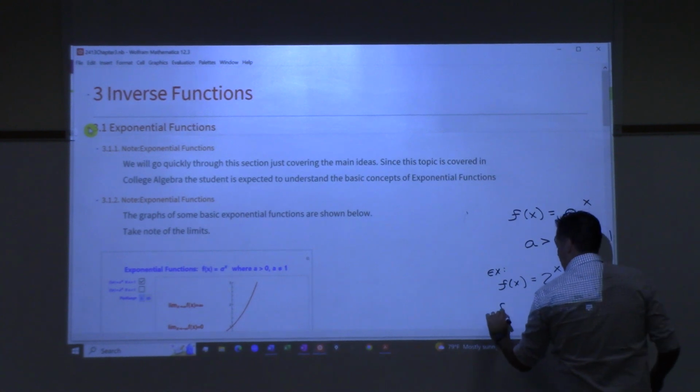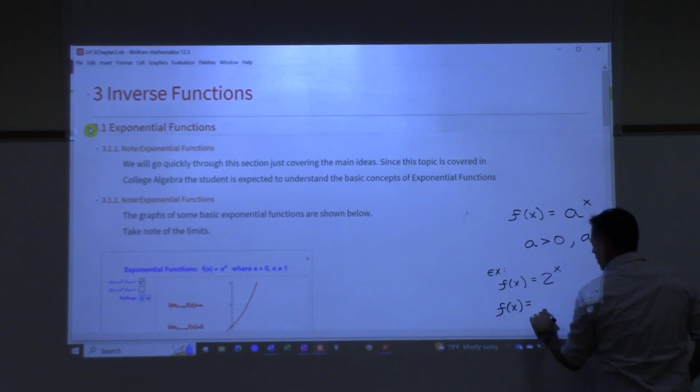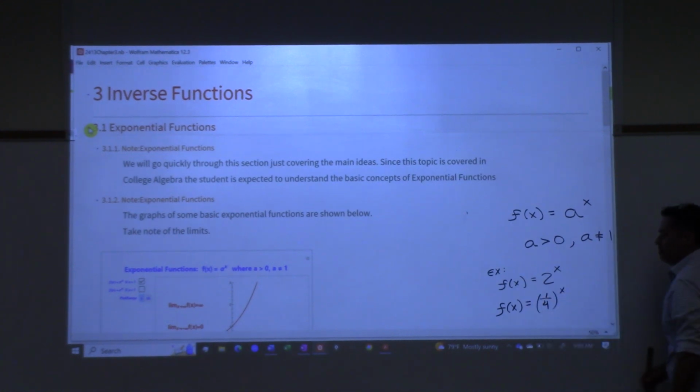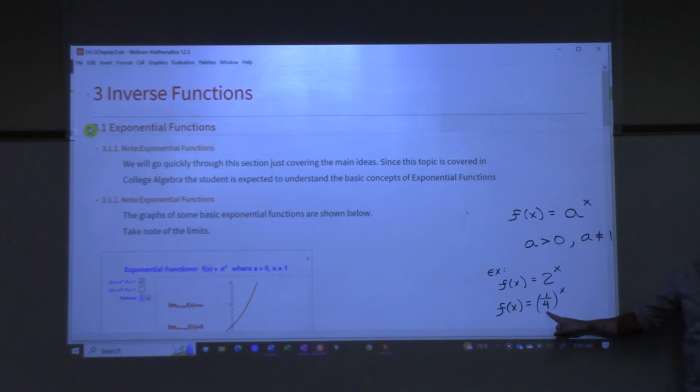Another example, how about we do f of x equals 1/4 to the x. Those are examples of exponential functions. The idea is that your variable x is up in the exponent, and the base is a number.